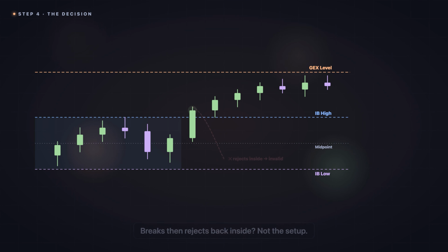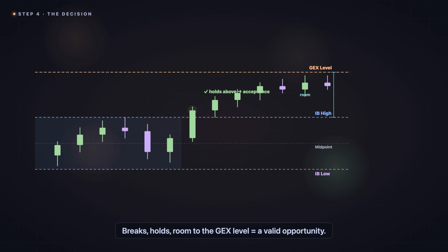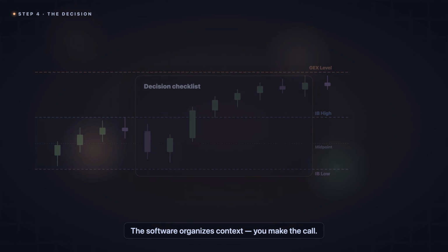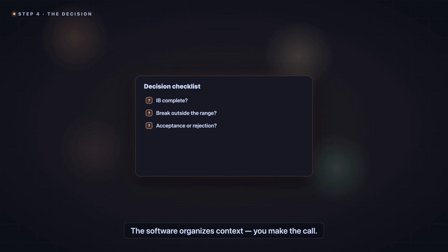My plan says I need acceptance outside the IB, but if price breaks, holds above the IB high, and the next major GEX level leaves enough room for the trade to make sense, then I may have a valid playbook opportunity. Notice what's happening here. The software is not making the decision for me. Profitable is organizing the context so I can make a more disciplined decision.